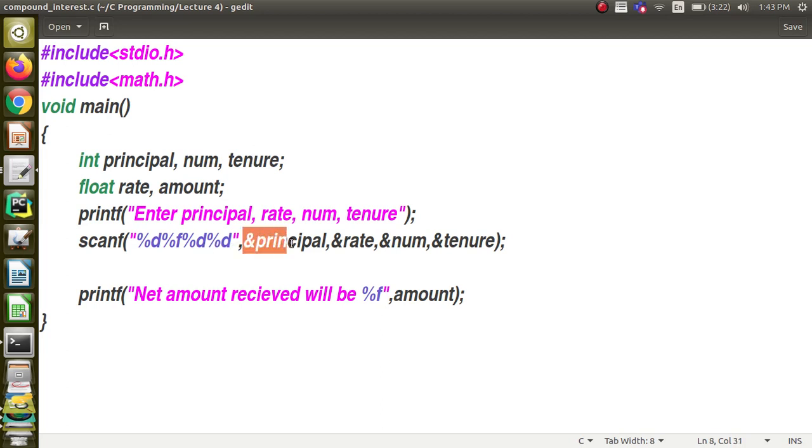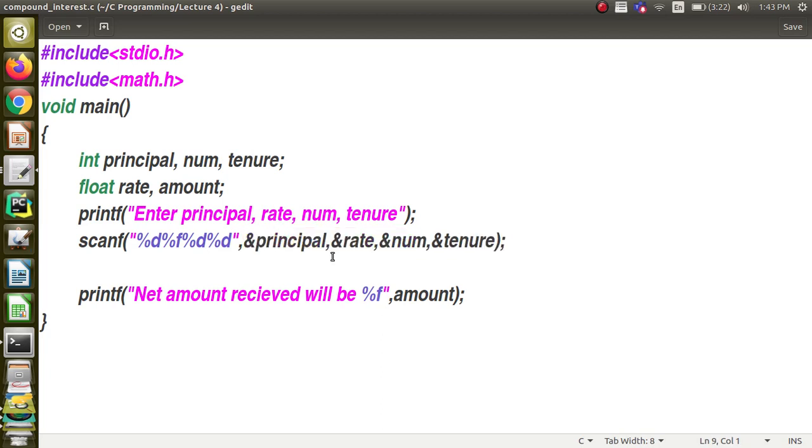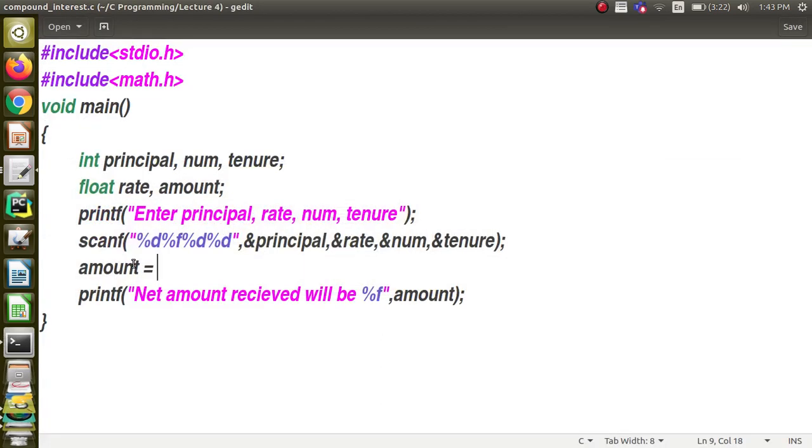So you are going to give the address of the variables. We have already seen how you can give the address of the variable. Just put ampersand before the variable name, right. So ampersand principal, ampersand rate, and so on. And now we are going to find out the amount. So we have to write the expression for it. When we are writing the expression, we should be very careful so that the proper precedence is taken care of.